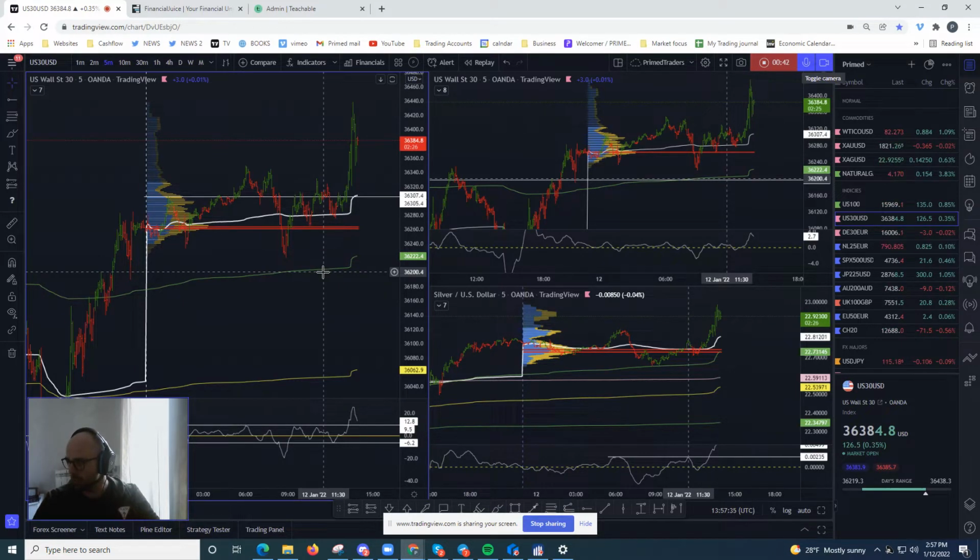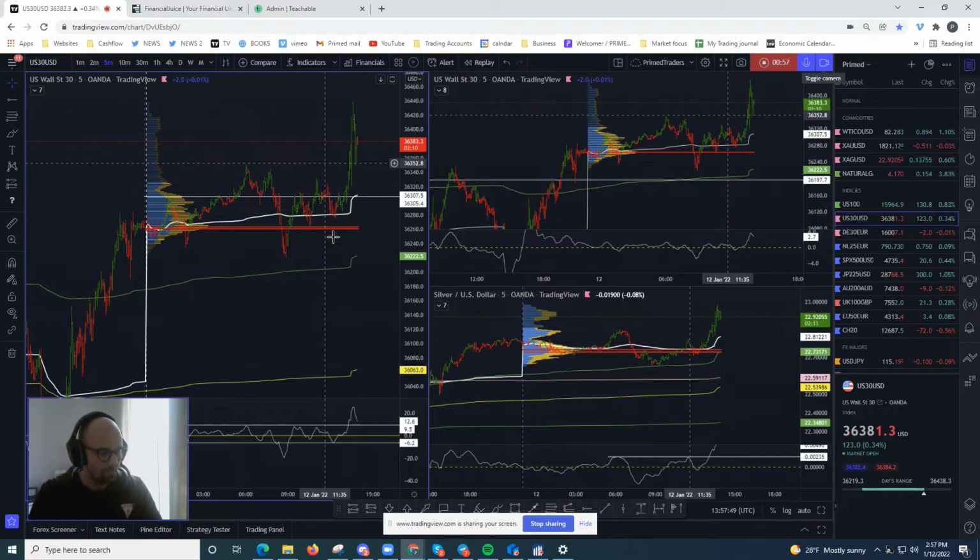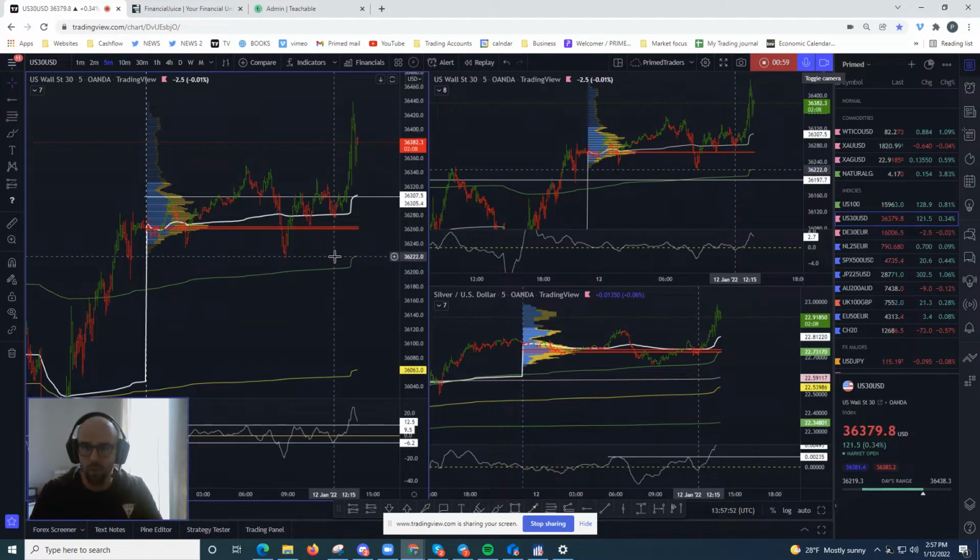I'm running US 30 long with 6.5 pips in profit, 8, 7.5, 8.5. Market's moving. Looks good towards the upside. I think a logical price level that we could hit today is 36,500 for US 30, or better said, NASDAQ. Momentum's very solid towards the upside.